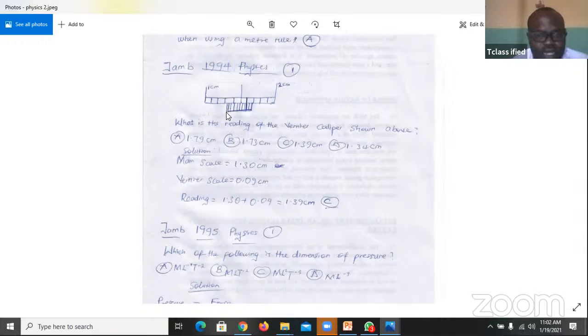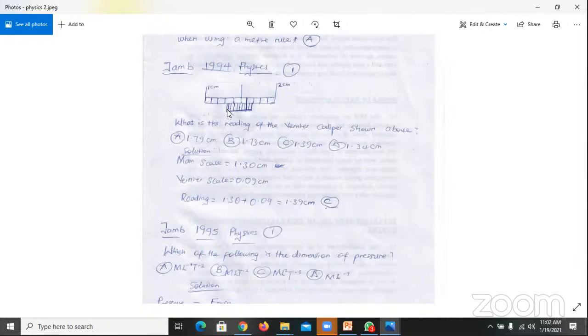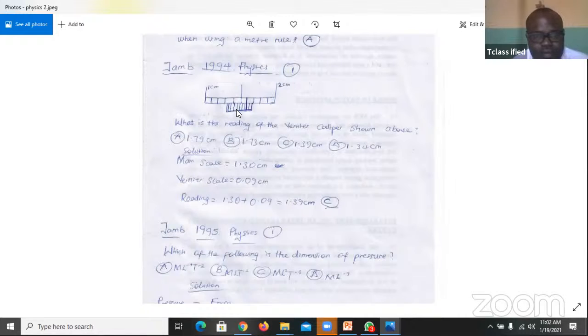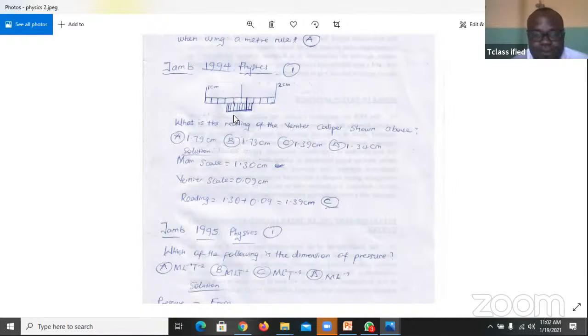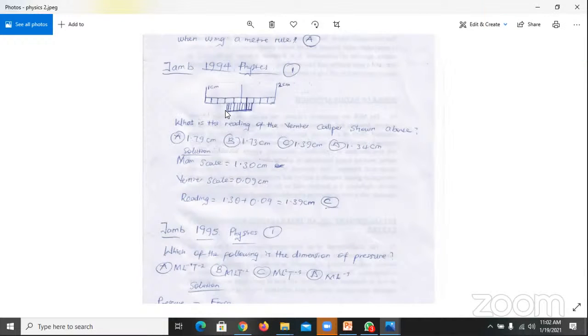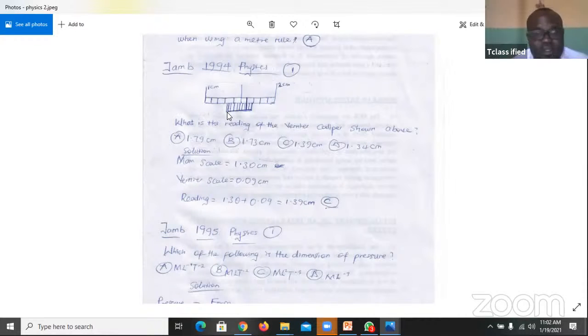So if you read it out, this is 1, this is 2, 3, 4, 5, 6, 7, 8, 9. When you count it, it gets to 9. Chika, can you understand? What I'm asking is, is the total Vernier scale 1 centimeter? Yes, sir. Okay.